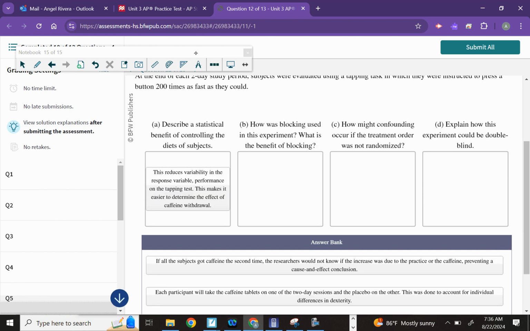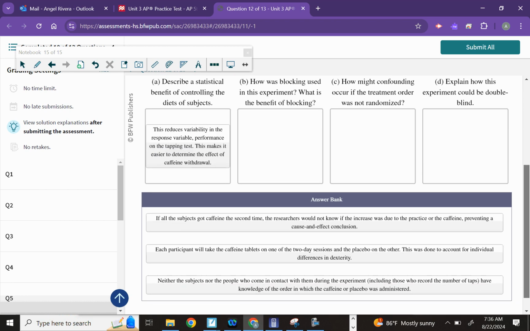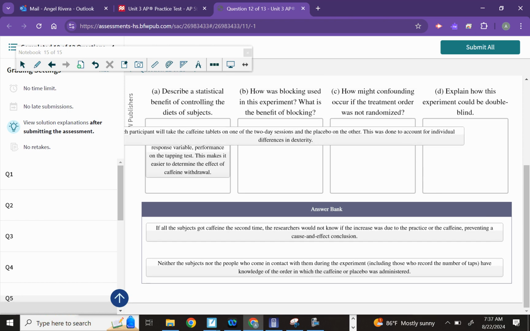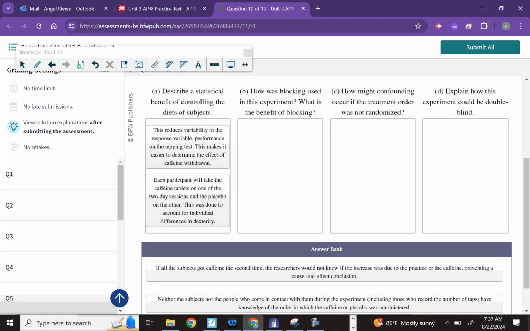How was blocking used in this experiment? What is the benefit of blocking? So each participant will take the caffeine tablets one of the 2 days and the placebo the other, and that helps account for individual differences in dexterity. Some people just might be better at tapping.